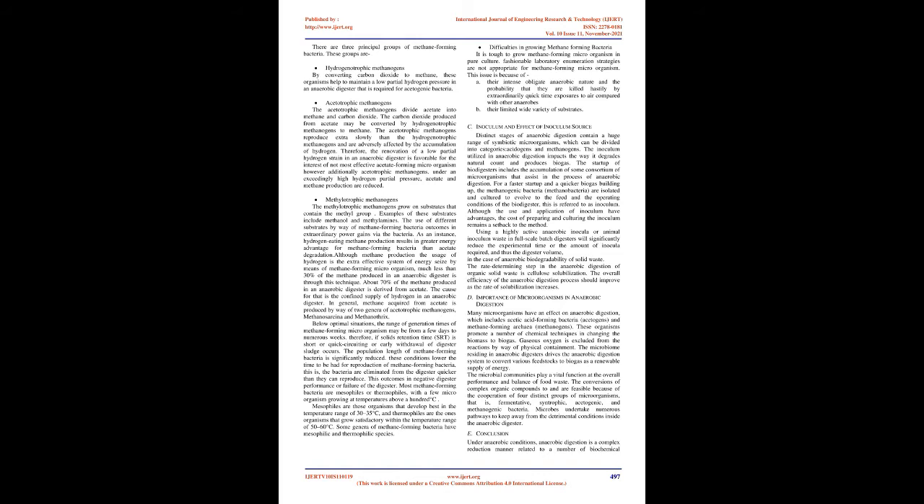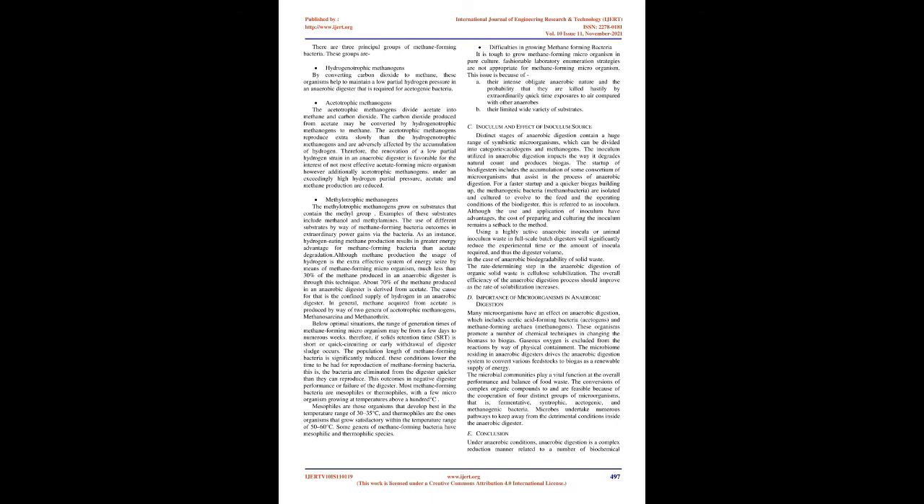Methylotrophic methanogens. The methylotrophic methanogens grow on substrates that contain the methyl group. Examples of these substrates include methanol and methylamines. The use of different substrates by methane-forming bacteria results in different energy gains by the bacteria. As an example, hydrogen-consuming methane production results in greater energy advantage for methane-forming bacteria than acetate degradation. Although methane production using hydrogen is the more effective system of energy capture by methane-forming microorganisms, less than 30% of the methane produced in an anaerobic digester is through this technique.